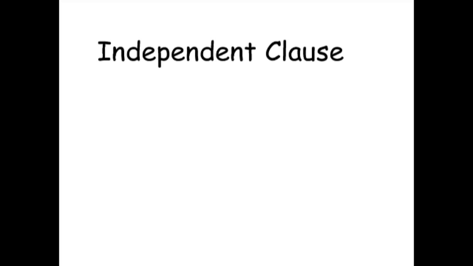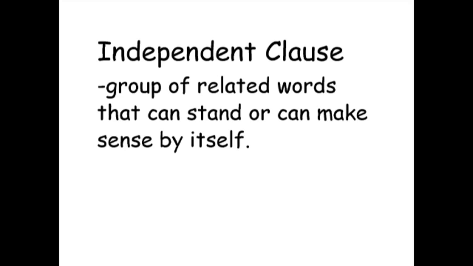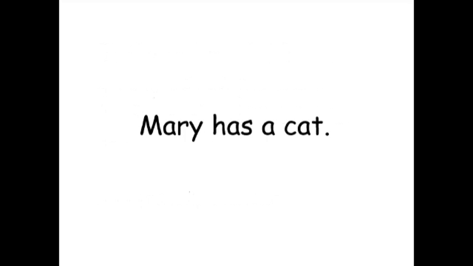First, the independent clause. An independent clause is a group of related words that can stand or can make sense by itself. Sound like a sentence? Well, it is. Also, it is called the main clause. For example, in the sentence, Mary has a cat. It has a subject, which is Mary, and a verb, which is has. And also, it makes sense by its own.